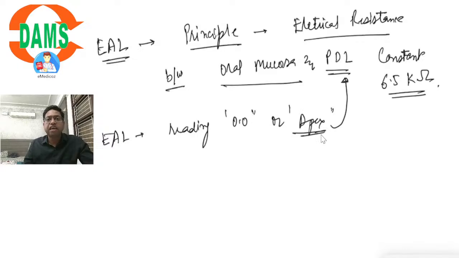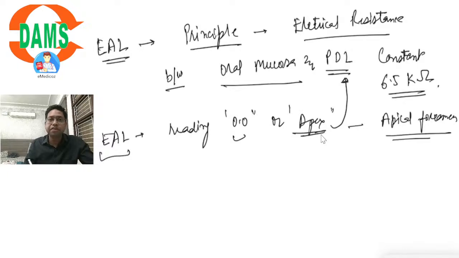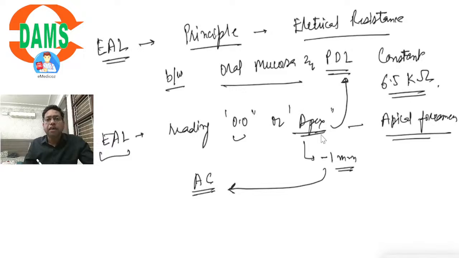The judgment says that we have to keep the file short of the apex by 0.5 to 1 millimeter. Whenever an electronic apex locator gives a reading 0 or bang apex, it is indicating the apical foramen or the major diameter. Ideally, we have to determine the apical constriction. So we subtract 1 millimeter from the electronic apex locator reading, and that gives you the estimate of the apical constriction, which is the working length.